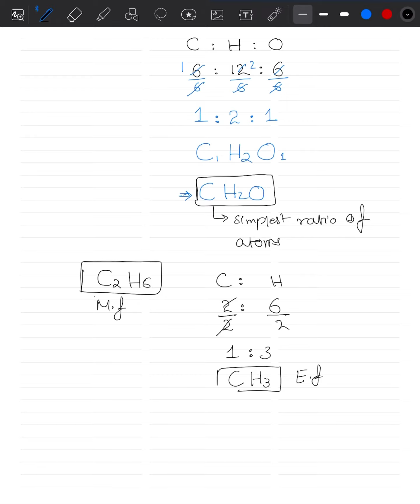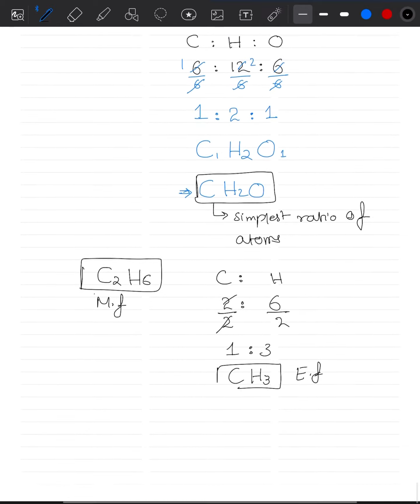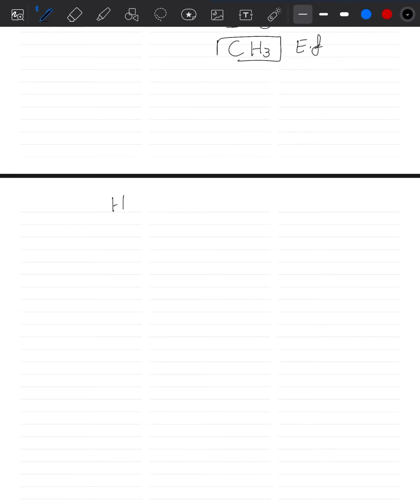There may be some compounds which have the same molecular formula and empirical formula. Let's take an example of water, H2O. Now we have hydrogen to oxygen, 2 hydrogen and 1 oxygen. This ratio is already in the simplest form, so we can say that it has the same empirical formula and molecular formula.